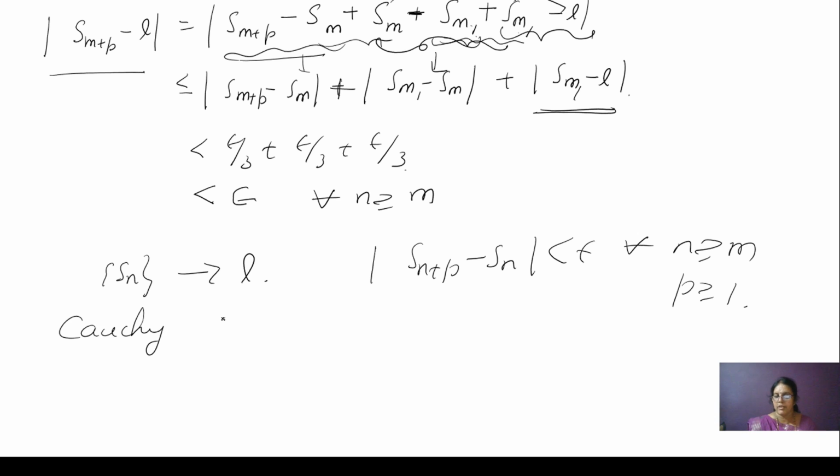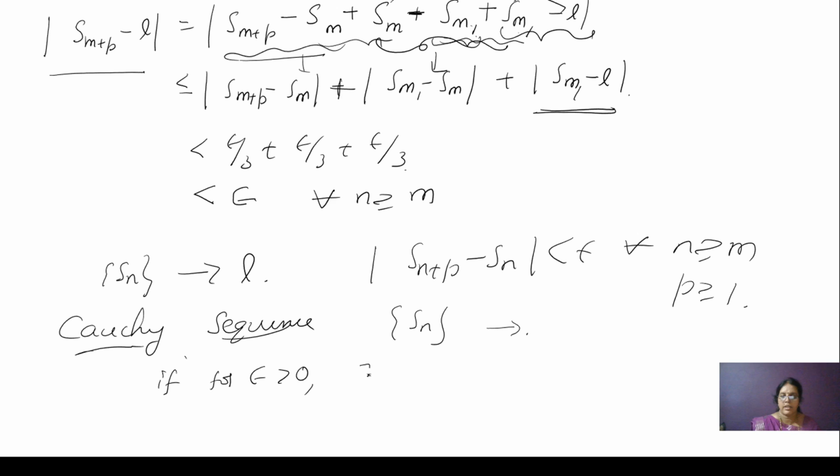So now we define a Cauchy sequence. Using this principle, we define the word Cauchy sequence. A sequence Sn is called a Cauchy sequence or a fundamental sequence if it satisfies the condition: for epsilon greater than 0 there exists a positive integer m such that modulus of Sn plus p minus Sn is less than epsilon for every n greater than or equal to m and p greater than or equal to 1.